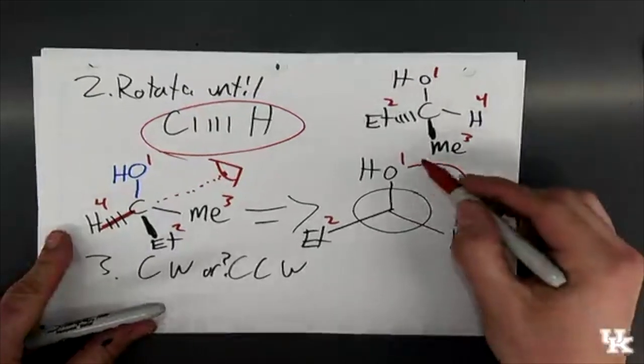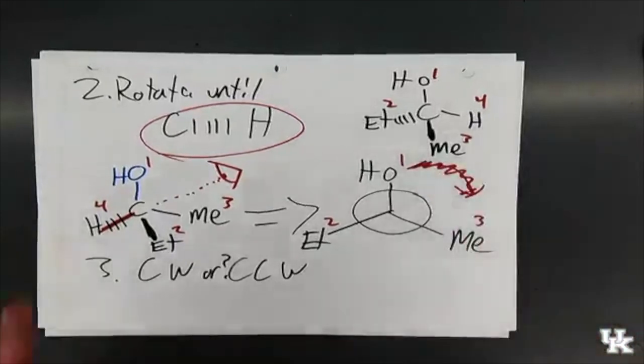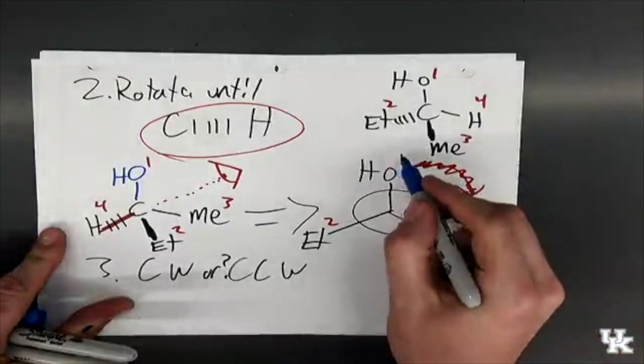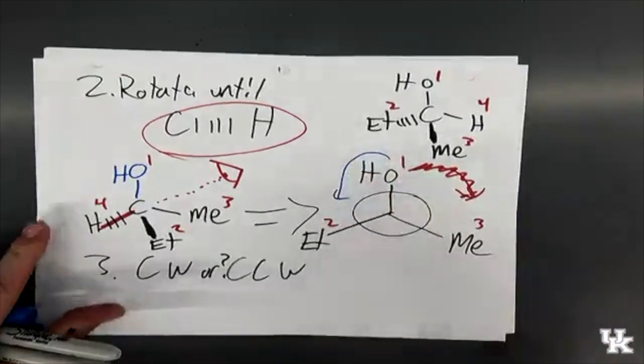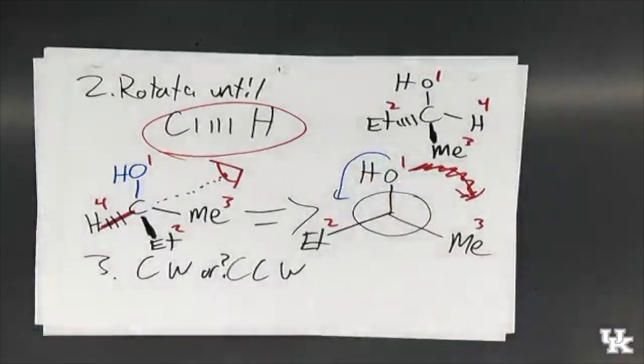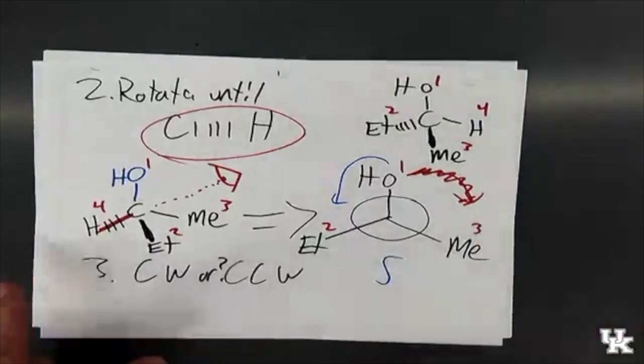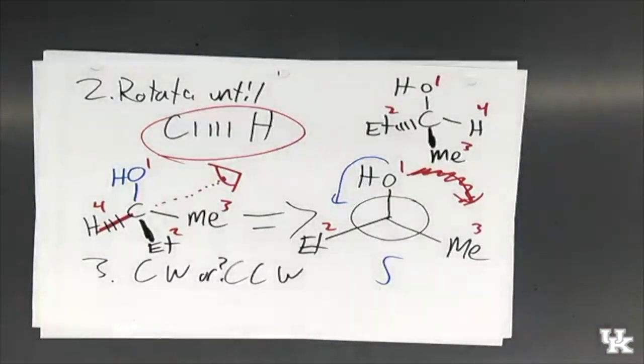So in this case, I shouldn't have drawn that because that's confusing. In this case, the rotation is from 1 to 2, as it always is. You go from 1 to 2 to 3. And because it's to the left and counterclockwise, it is S. So if you follow these steps, you will always get R and S right.